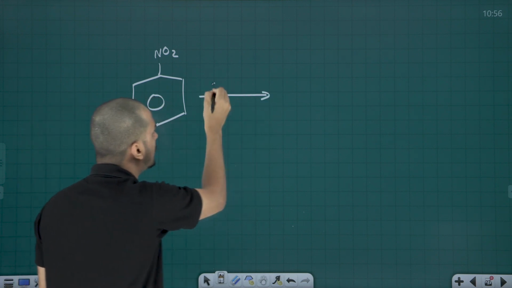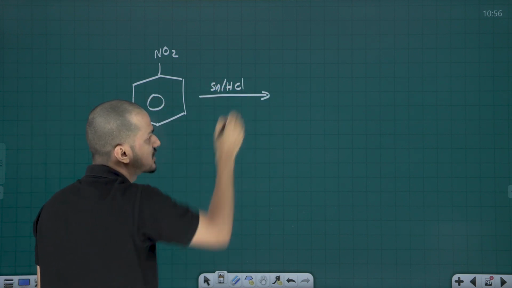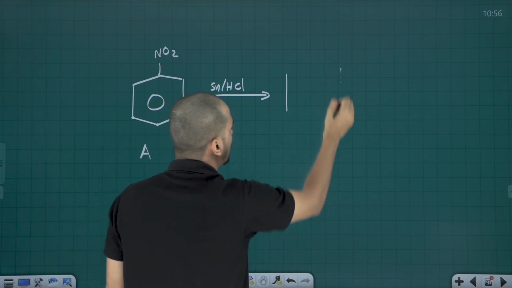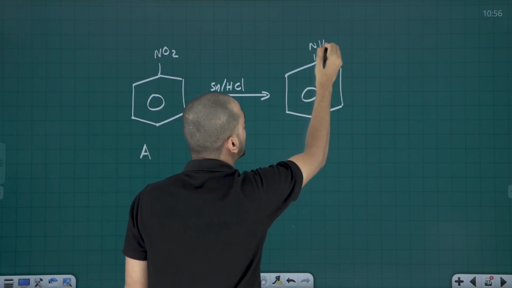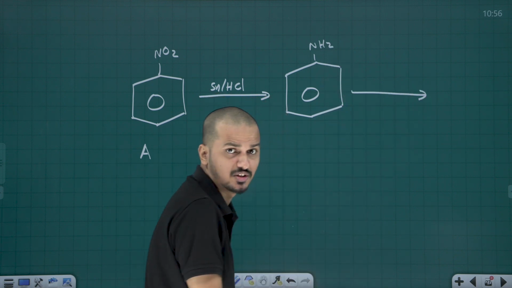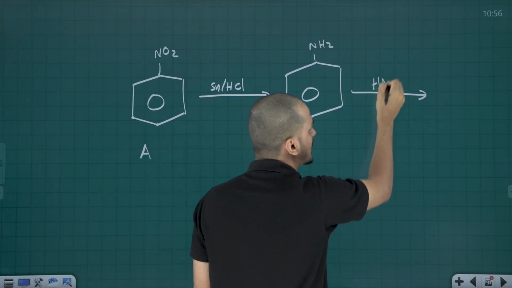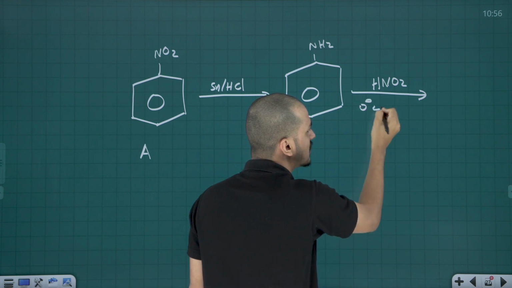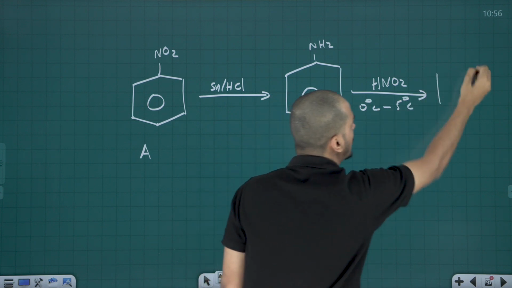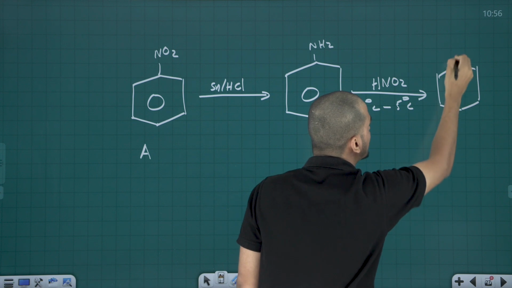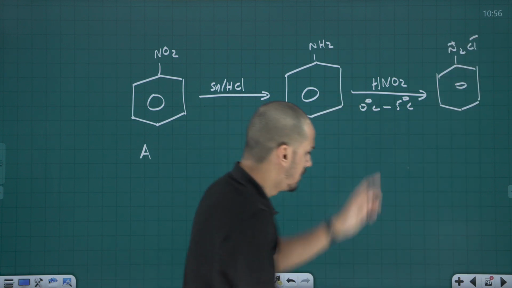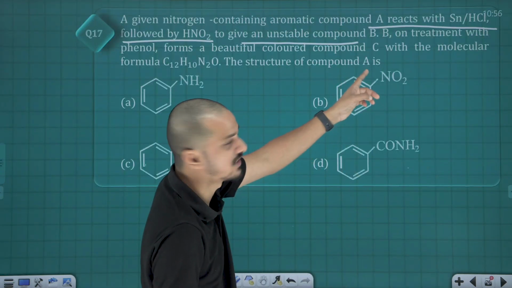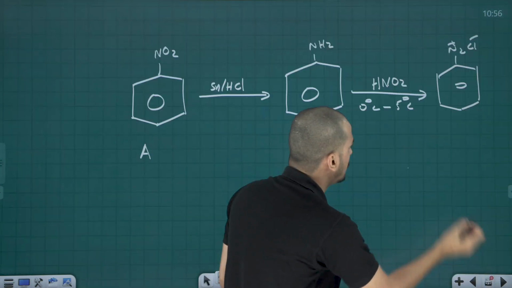That on reaction with Sn/HCl, reduction, what will you get? You will get aniline. This aniline you are treating with HNO2, nitrous acid, at 0 to 5 degrees Celsius. That is what is called diazotization. Benzene diazonium chloride, correct? That's the statement they are giving. That is B, the compound B you are getting.